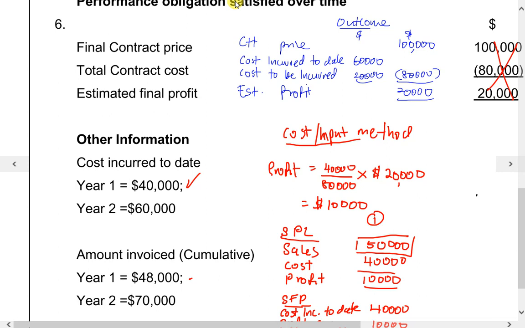This one just for practice. Of course, it's the same. Okay, because later when the question, they just give us the cost incurred to date and the total cost. Means we need to know the 20,000. Which one? No, first we calculate the outcome first.